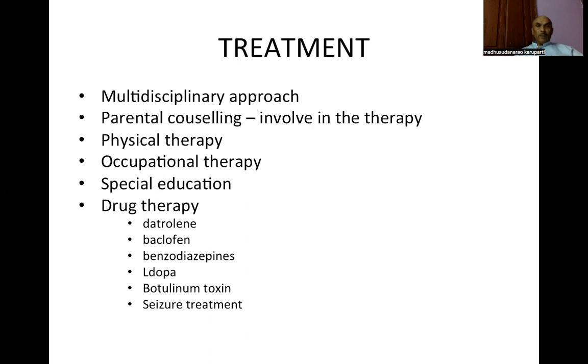Well, this is all a brief note on cerebral palsy, its clinical presentation and the management.